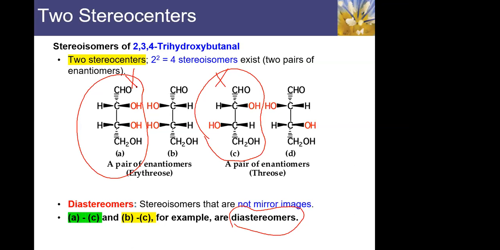Is this the cis and trans? This one is trans. This one, yes. Yes. Well, okay. I'm not going to go further deep into this.